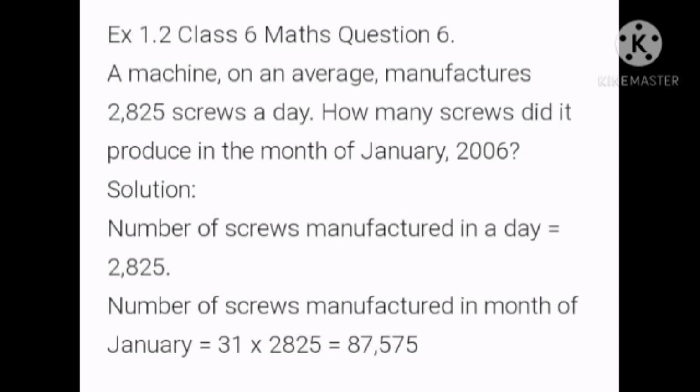So per day it is 2,825, which means for 31 days, 31 into 2,825 gives you 87,575. So for one day it is 2,825. In the month of Jan it is 31 days. So you get 87,575 screws.